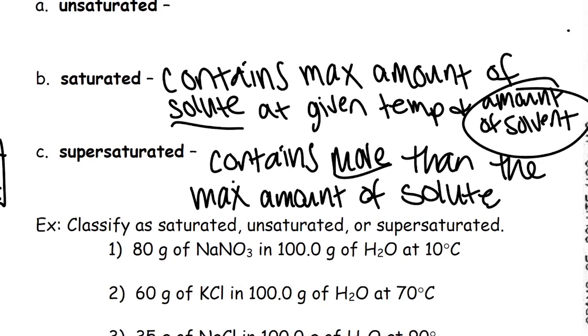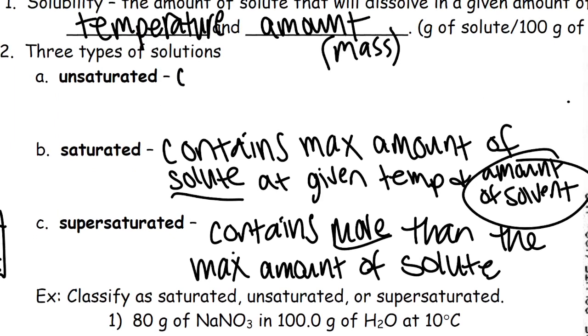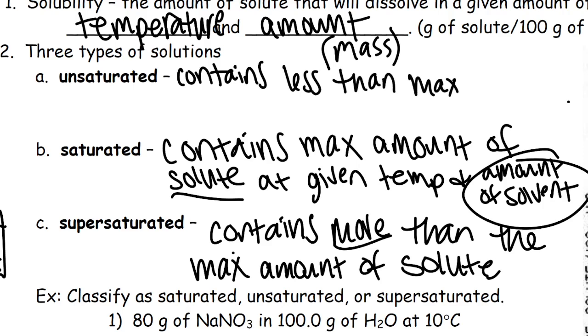All right, and then an unsaturated solution is a solution that contains less than the maximum amount of solute. In an unsaturated solution, you can continue to add more solute and it's going to continue to dissolve. The difference between that and a saturated solution is that in a saturated solution, if you add more, it's not going to dissolve because you're already at the maximum amount. So unsaturated is less than the maximum amount, saturated is the maximum amount, and supersaturated means more than the maximum amount.